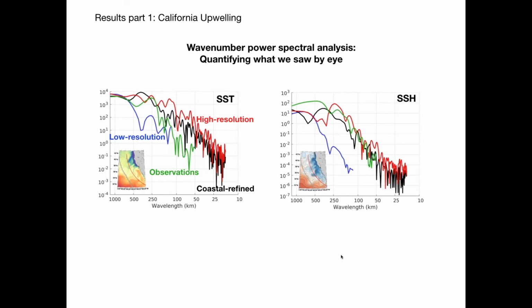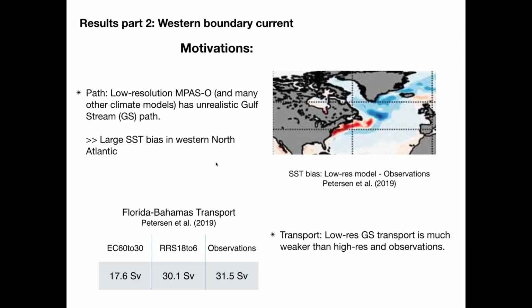Okay, but the main focus for the rest of the talk is on the Gulf Stream. So Gulf Stream path, of course, has been a big problem. So this is a plot of sea surface temperature bias. So in a low resolution model, the Gulf Stream is too far north typically. So this means that you have this really warm bias and then a corresponding cold bias south of the Gulf Stream. And this has big effects on atmospheric coupling and all kinds of issues.